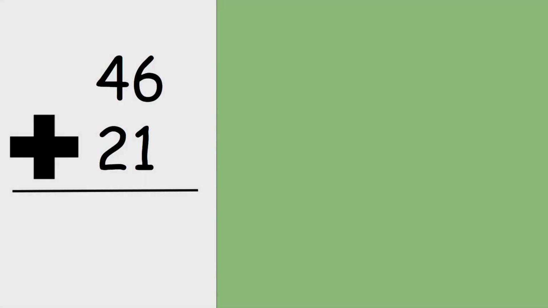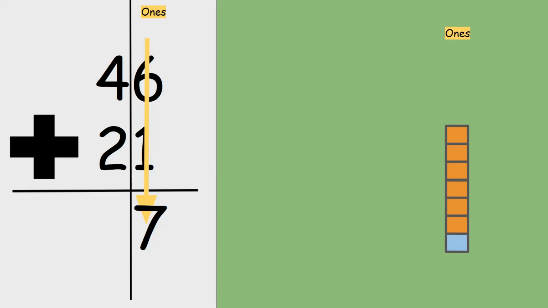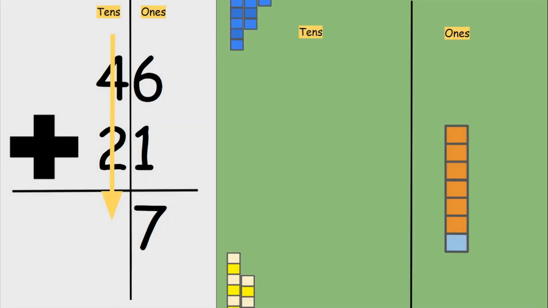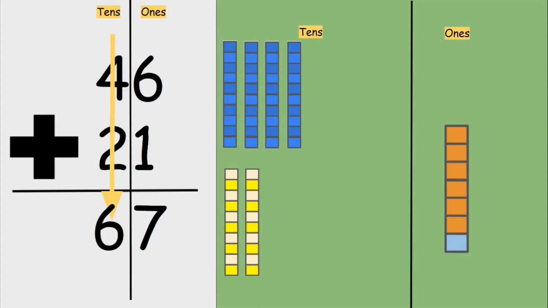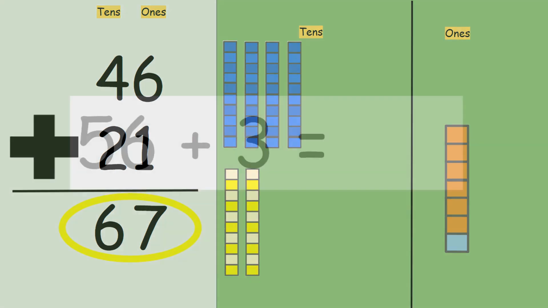Let's try this again. 46 plus 21. Which place value spot do I start in? The ones. 6 plus 1 equals 7. And now the tens. 4 plus 2 equals 6. Now, when I put it all together, that tells me 46 plus 21 equals 67.